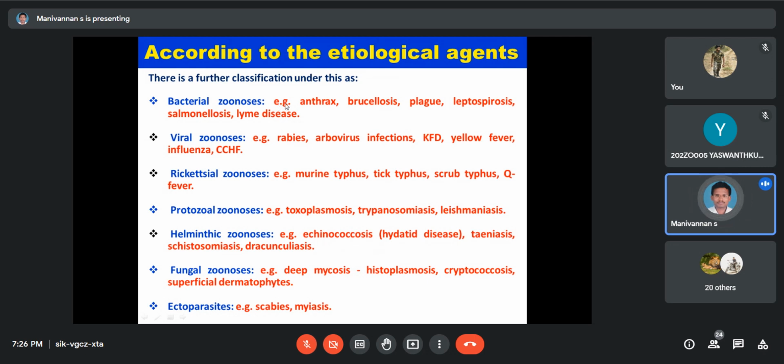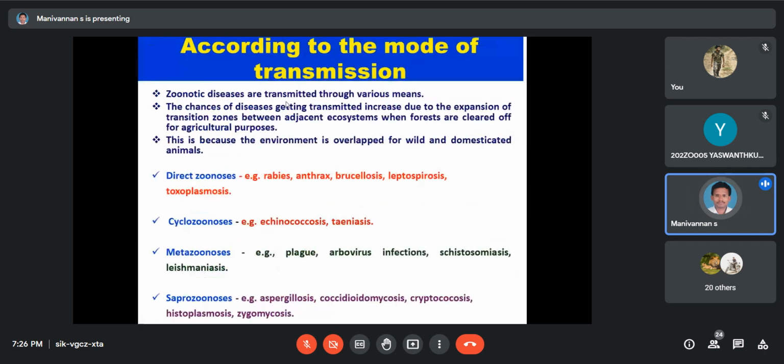That is called the etiological agent. Based on the etiological agent, I mainly classify bacteria, virus, fungus, protozoan. Next one, parasitic and helminths. That is called classification based on the etiological agent. Is it clear? Do you have any doubt in this?